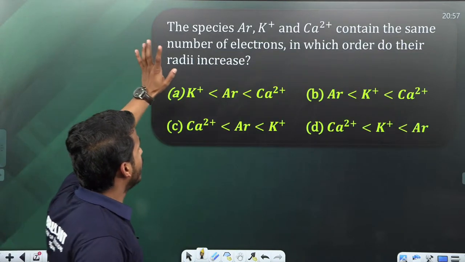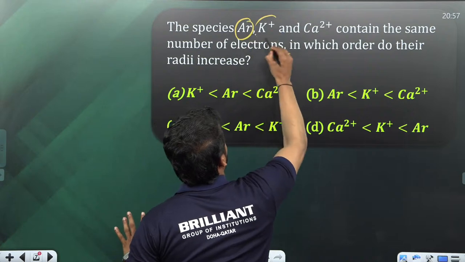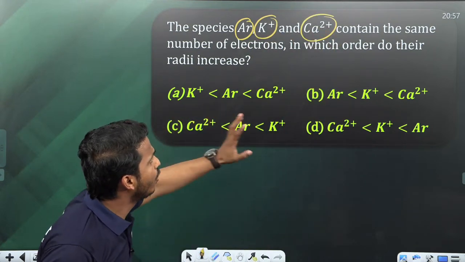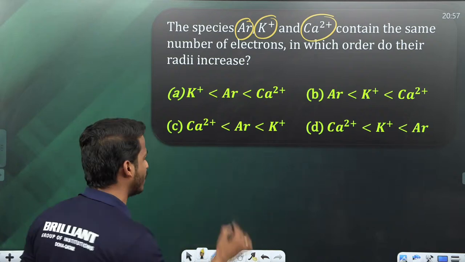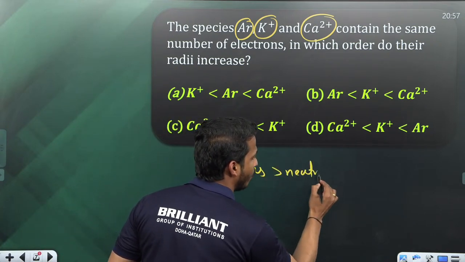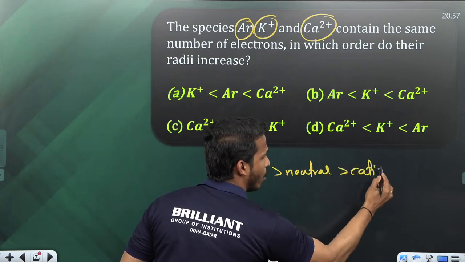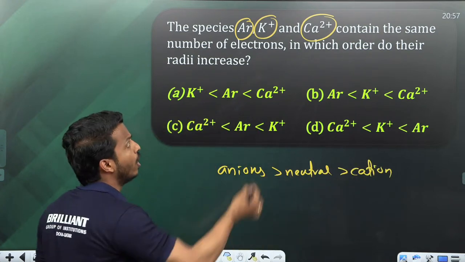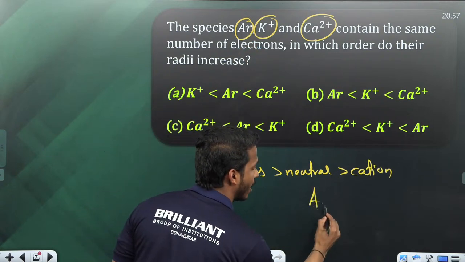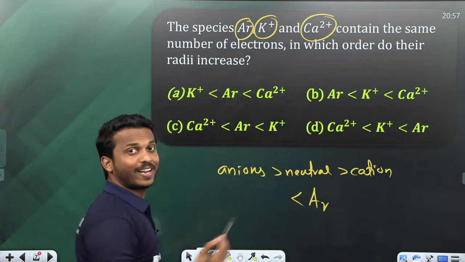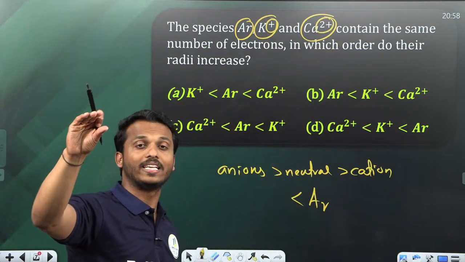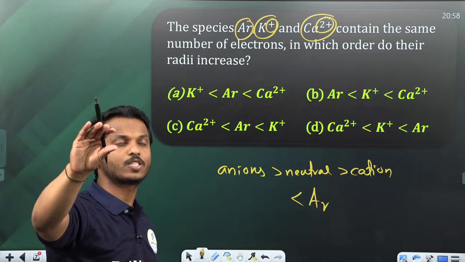Next. The species argon, K plus, Ca 2 plus contain the same number of electrons. In which order do their radii belong? We studied that anions are bigger than neutral atoms, then we have cations, right? Anion, then neutral, then cation. Argon is the neutral one, so argon is bigger in size, and the remaining both are cations. In cations, the greater the charge, the smaller the size.